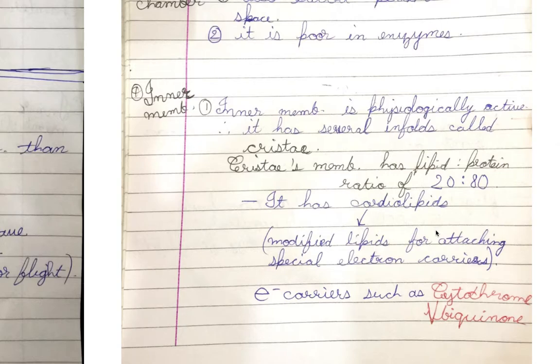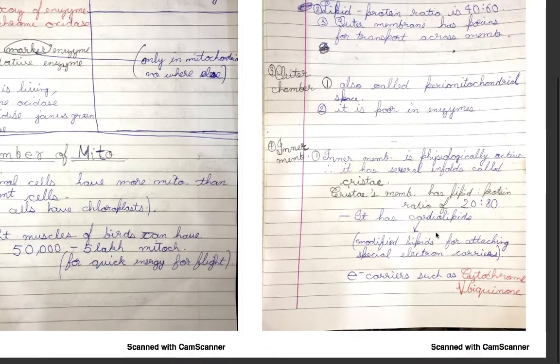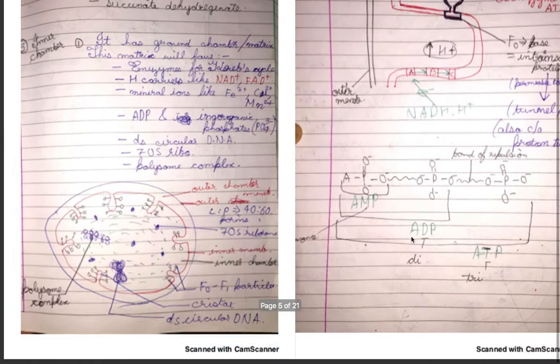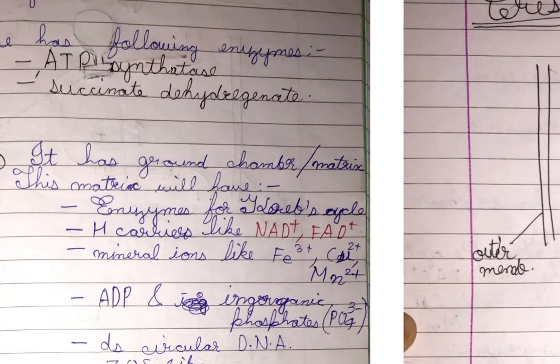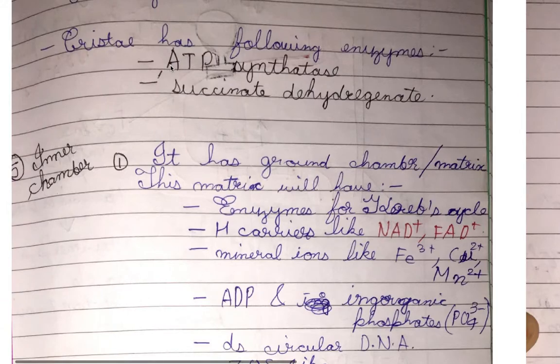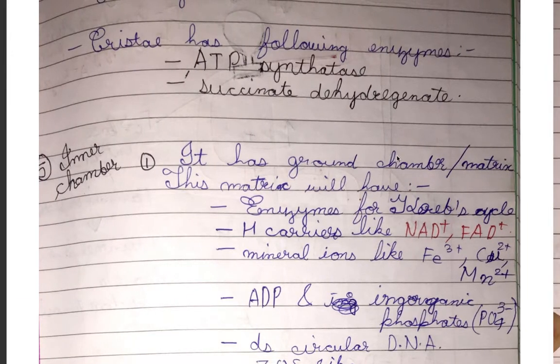It has cardiolipin, a modified lipid, for attaching special electron carriers like cytochrome and ubiquinone. The cristae also have F0, F1 particles or oxysomes. These cristae have the following enzymes: ATP synthetase and succinate dehydrogenase.